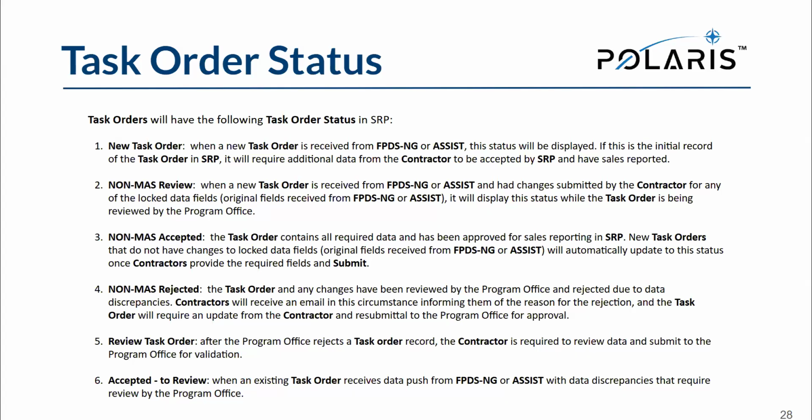The task order is in the accepted to review status when an existing task order receives a data push from FPDS or Assist with data discrepancies that require review by the program office. In this status, the program office is performing a comparison between an existing task order in SRP and an identical task order record from FPDS. This review status is unique to when FPDS or Assist data is received after a task order has been manually entered into the system.